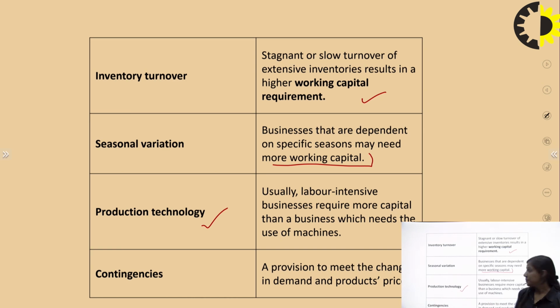Usually production technology is about the manufacturing things, how much amount of production is developed by the machines, developed by the labor. So these are the production technologies. So this factor will also be responsible for generating a working capital requirement.